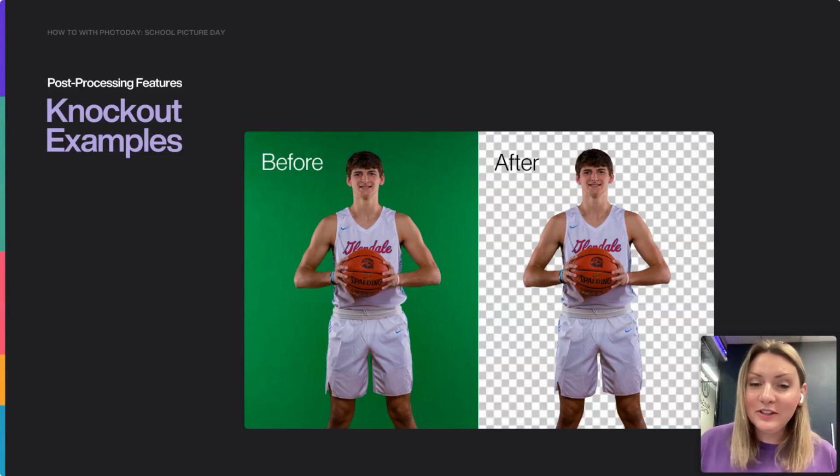All right, here are some examples of knockouts. This one was a green example. We can do green. It does have that spill correction in case you have some green as well.